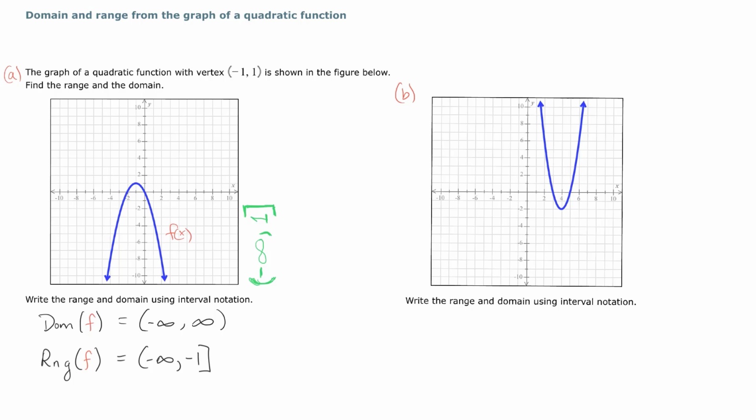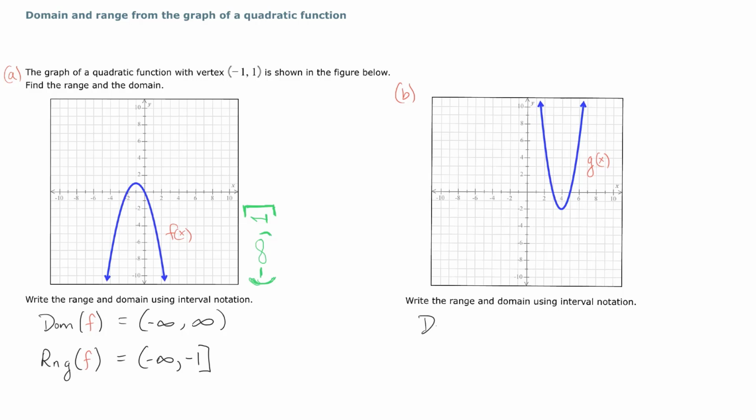Feel free to do example B on your own. You could pause the video, and if you need to check your answer, certainly unpause the video to see the revelation. First thing you want to do is call this function g of x. It's not the same as part A.